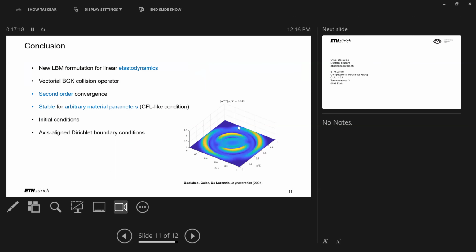All right, to sum up, we have a new lattice-Boltzmann formulation for linear elastodynamics using vectorial lattice-Boltzmann. We have second order convergence and we have rigorous stability estimates. I didn't talk about initial conditions and Dirichlet boundary conditions, but this works as well for these cases.